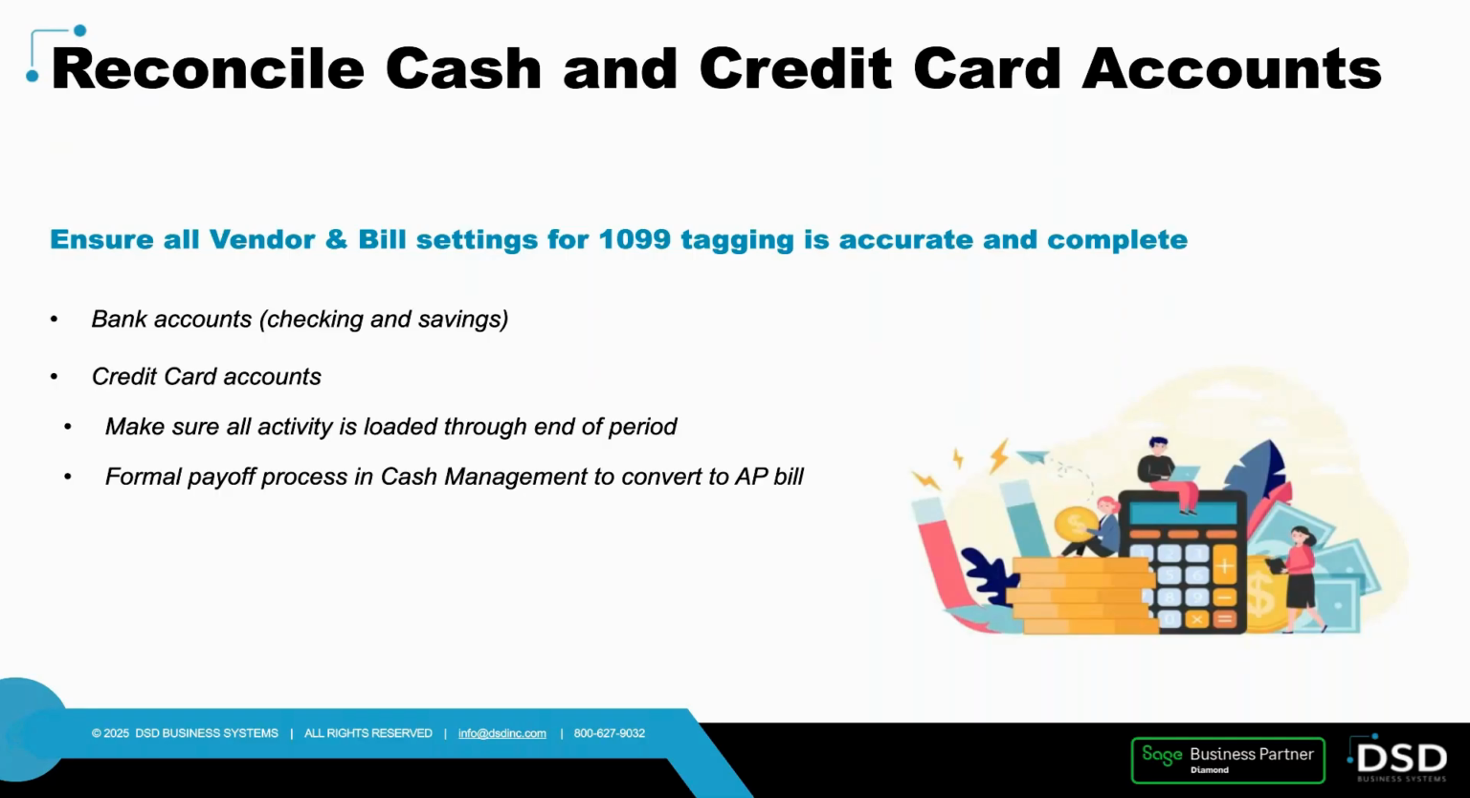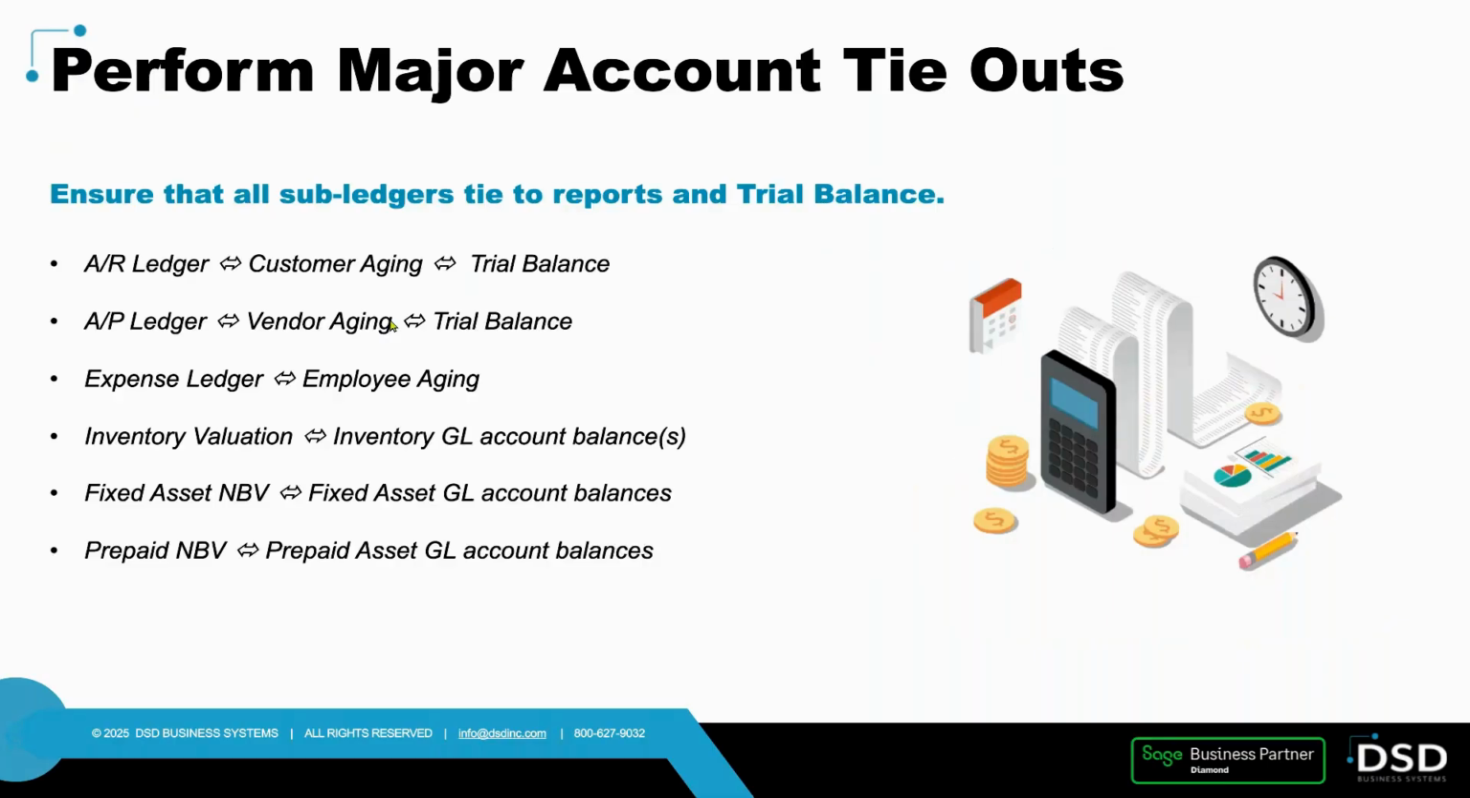Okay, let's go ahead and go to the next one, which is reconciling your cash and your credit card accounts. This is simply you making sure that your bank and your credit card accounts have been reconciled, that there are no more pending bank recs out there. We want to confirm that all the financial activities are accurately recorded all the way to the end of the period. And then lastly, executing a formal payoff process in cash management, making sure there's nothing left in there and everything is converted to the AP bills.